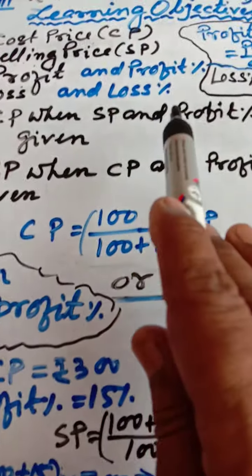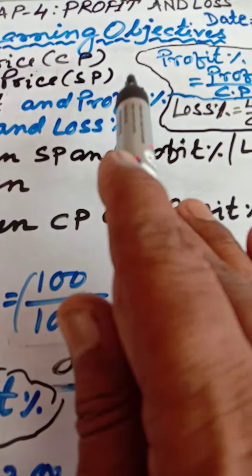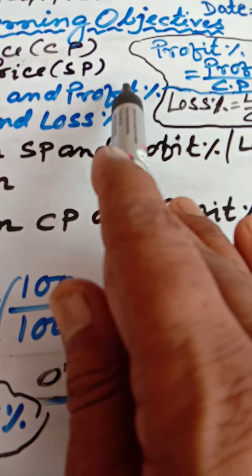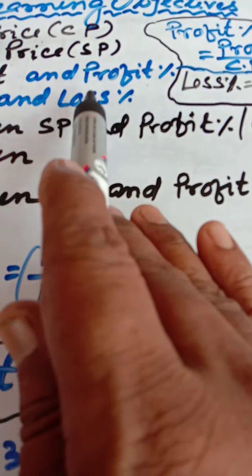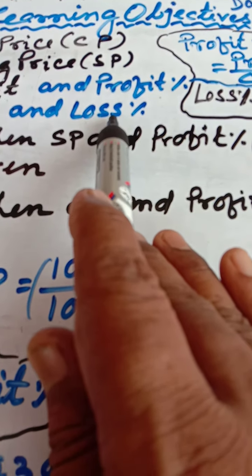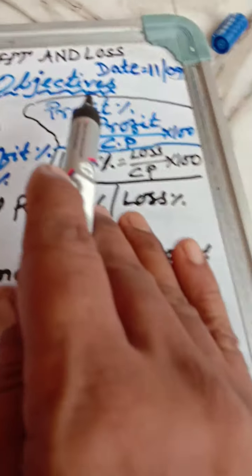Okay. Now move on to profit percentage. Profit percentage means out of 100 how much you have gained, how much profit you have gained. Loss percentage means out of 100 how much you have incurred loss. So this thing we learn first. See, profit percentage, there is a formula.